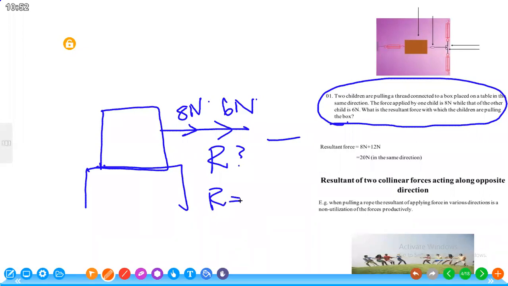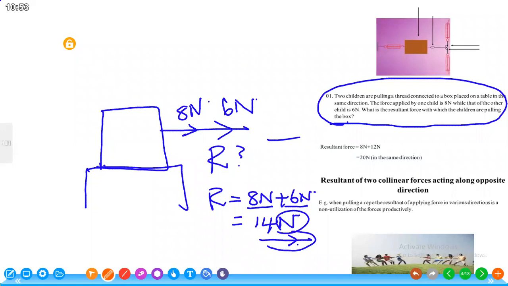In here, the resultant force is 8 Newton plus 6 Newton because the two forces are acting in the same direction. When two or more forces act in the same direction, they should be added. 8 Newton plus 6 Newton equals 14 Newton, and the direction should also be denoted because the resultant force is a vector quantity. A vector quantity has magnitude and direction. Okay, students? It's also one of the main concepts for you.